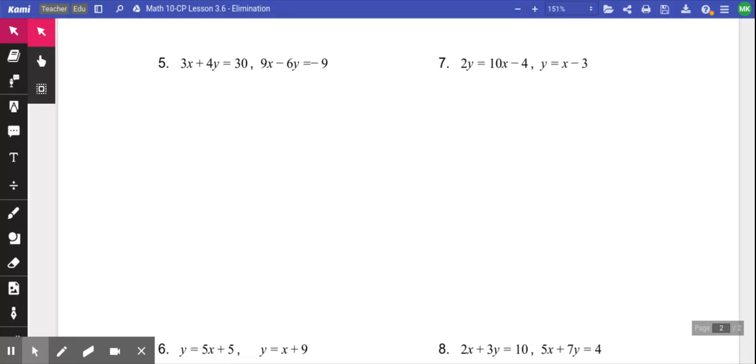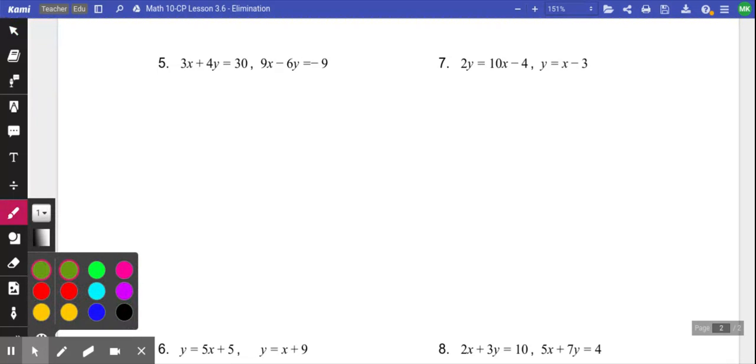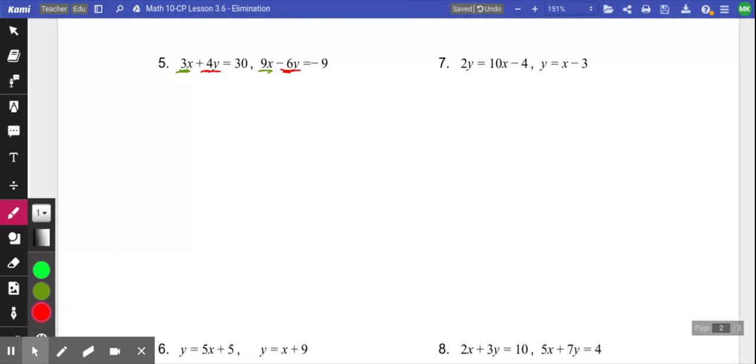Order is the same. But the second thing that you have to have is the same coefficients. 3x and 9x are different. 4y and 6y are different. So if you don't have the same coefficients, you need to make them the same, and you make them the same through multiplication.